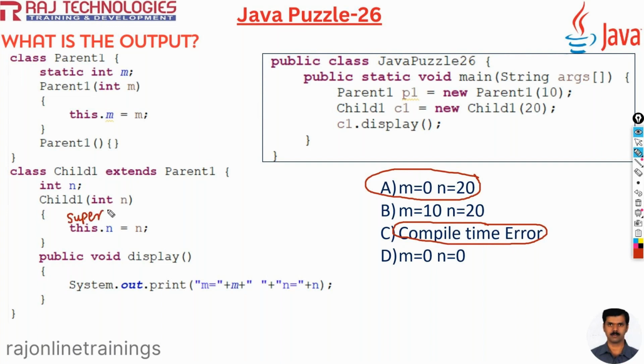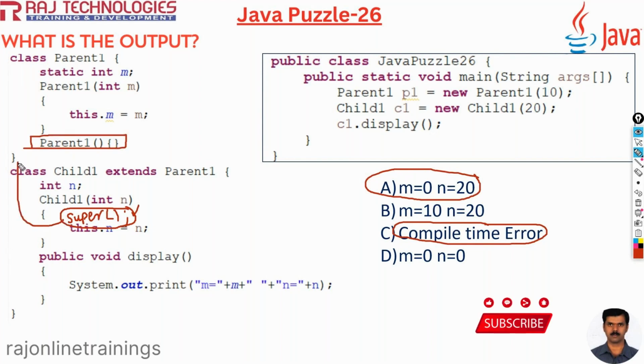Whenever we create an object of a class, it goes to the constructor, and the first statement added to every constructor is super. This gets added automatically. Even if you write this line or do not write it, this line of code will be added automatically, which invokes the parent class default constructor. In the parent class, I have already created this default constructor, so this will invoke the parent class default constructor.